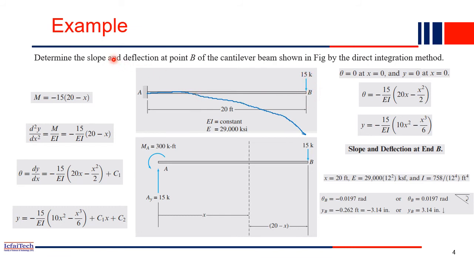So what is the question? The question is, you have to find the slope and deflection at B. So at this point, right? And this is the elastic curve we have drawn, just by looking at it, a curve we have drawn.